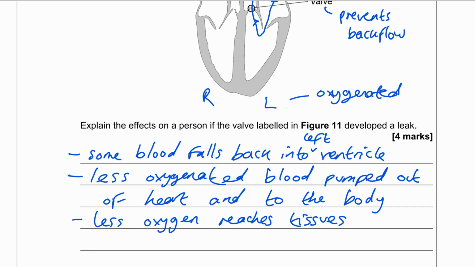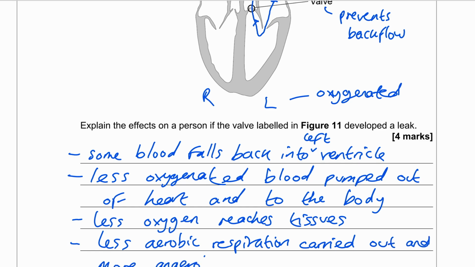But how does it contract? It's through respiration. And if it's dealing with oxygen, it's going to be aerobic respiration. So if less oxygen is reaching the tissues, there'll be less aerobic respiration carried out. But the cells still need to respire. So that means that instead of aerobic respiration, it'll be anaerobic respiration which will be performed.